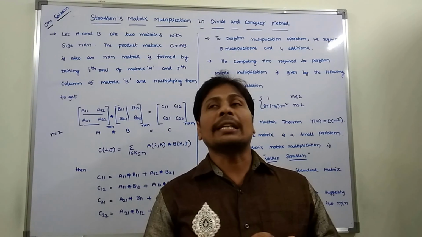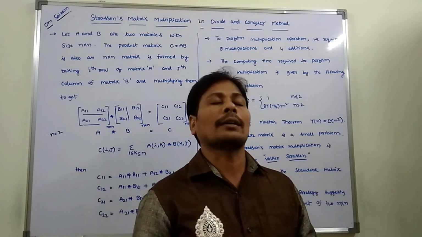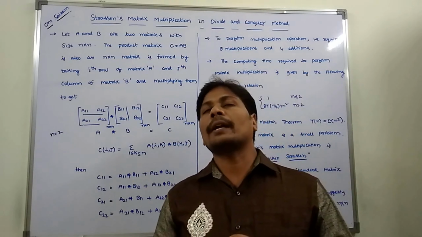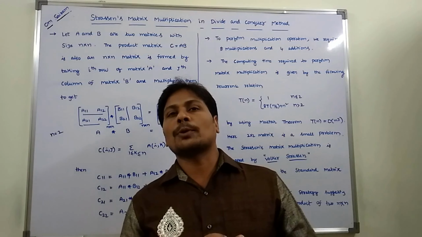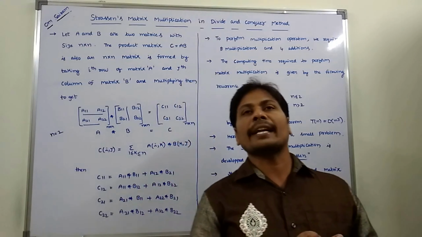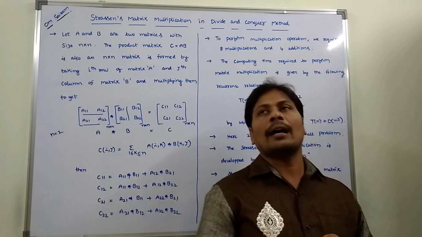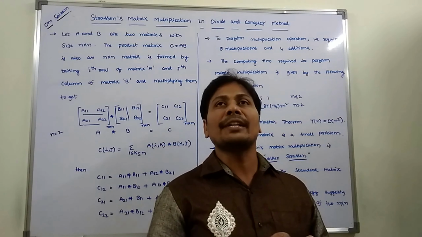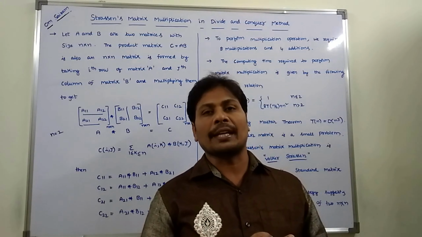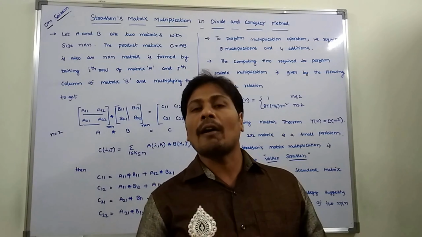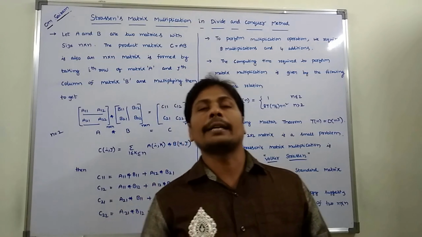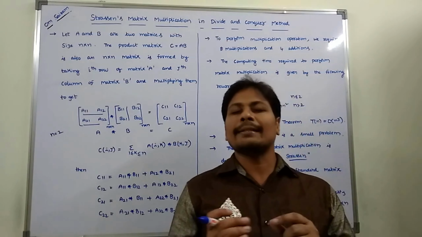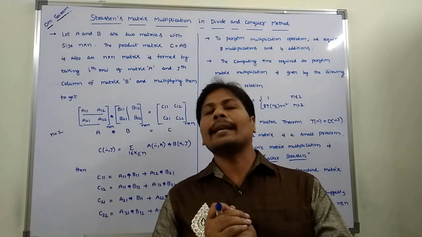Generally, multiplication requires more cost compared to addition, and addition requires less cost compared to multiplication. So here in Strassen's matrix multiplication, the 8 multiplications are reduced into 7 multiplications. Because of that, the cost is reduced, and the time complexity is approximately the same.